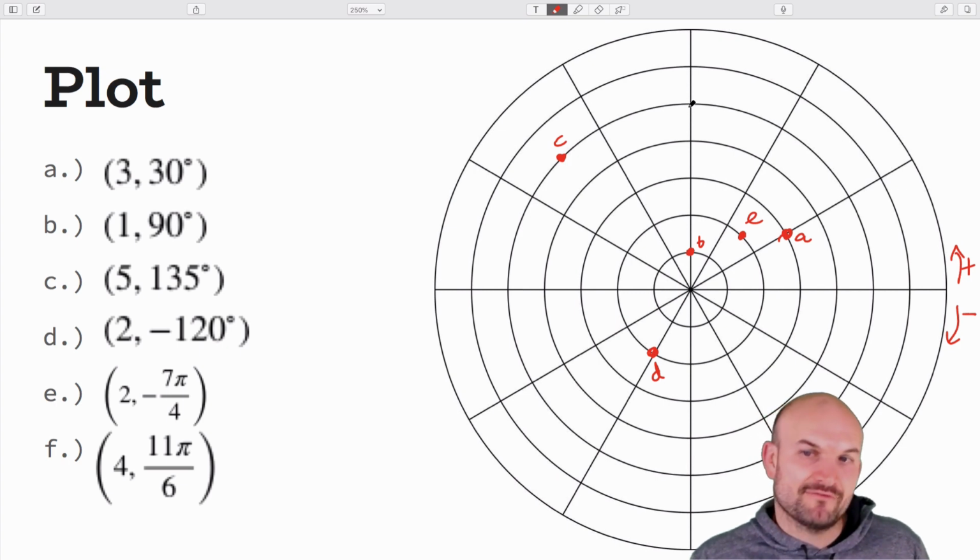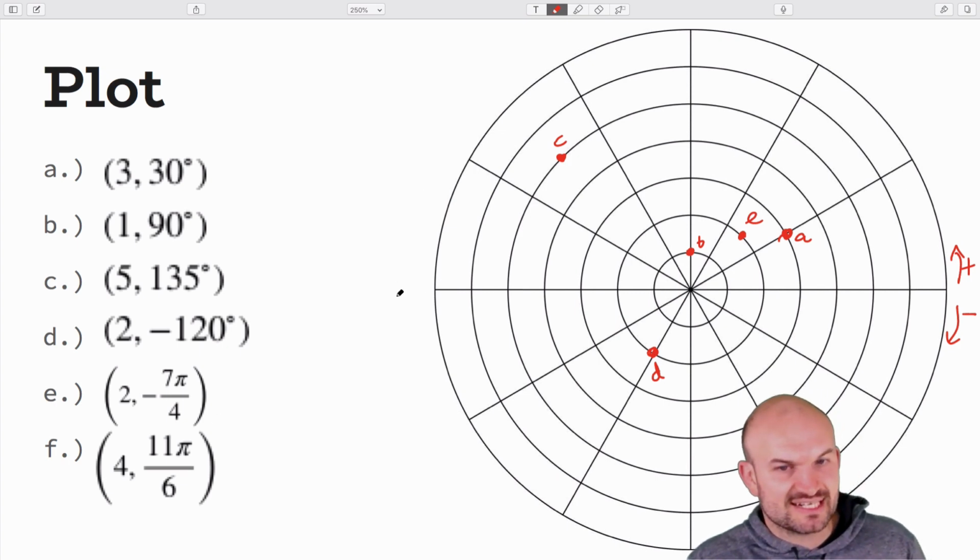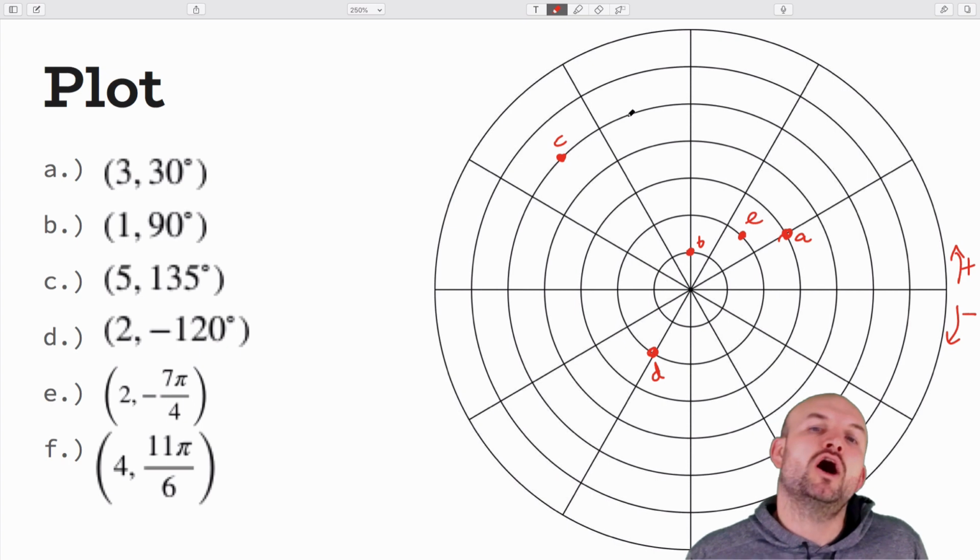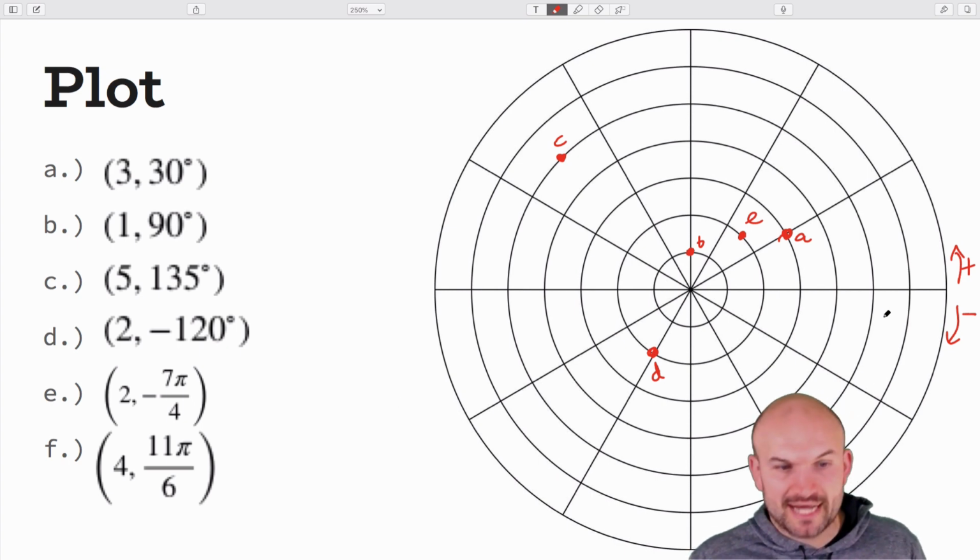Well, again, halfway around a circle is pi. In terms of 6, that's 6 pi over 6. All the way around the circle is 2 pi. In terms of 6, that's going to be 12 pi over 6. So again, I'm not going 2 pi, 12 pi over 6. I'm only going to go a pi over 6 short.